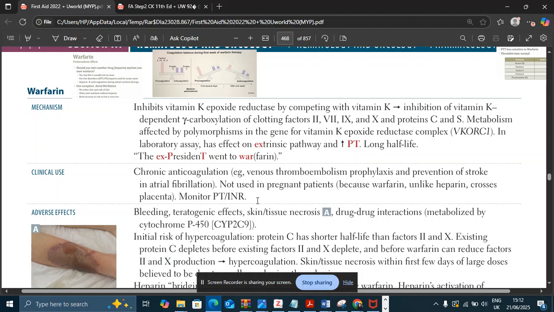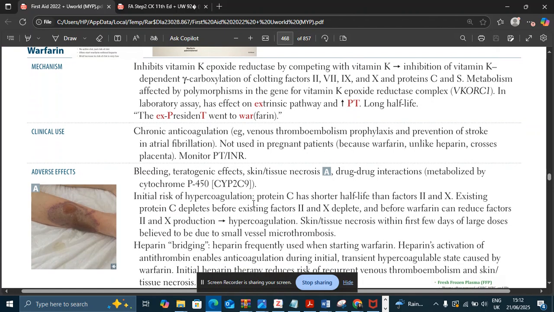Okay, what are the adverse effects of warfarin? So bleeding, that could be seen in heparin, also in warfarin. Teratogenic effects, we have already talked about. Skin and tissue necrosis, and the fourth is drug-drug interaction. Skin and tissue necrosis and initial risk of hypercoagulation, this is very important. When we start a patient on warfarin, heparin bridge is very important, because warfarin takes time.